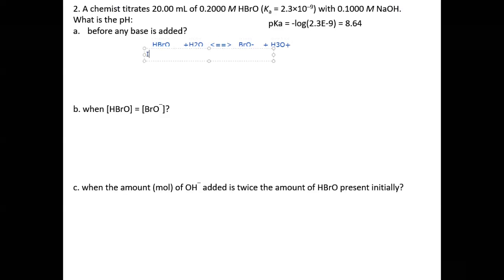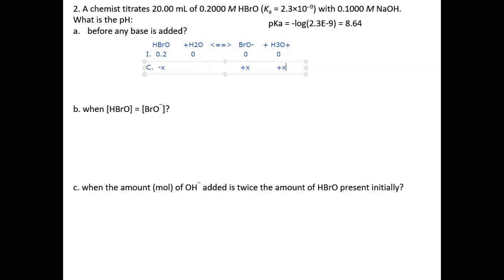So initially, 0.2 molar, 0, 0, 0. Change, minus X, plus X, plus X. Now again, I shouldn't have put 0 here. Let me mark that out. There we go.